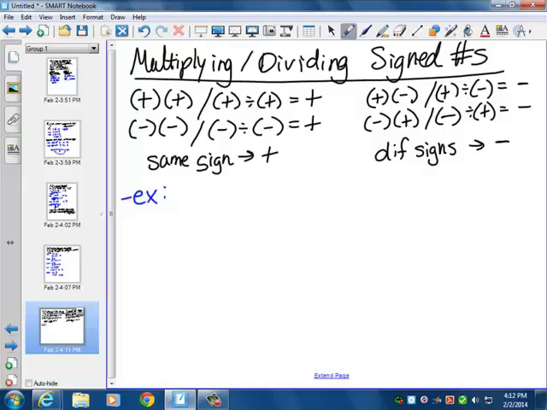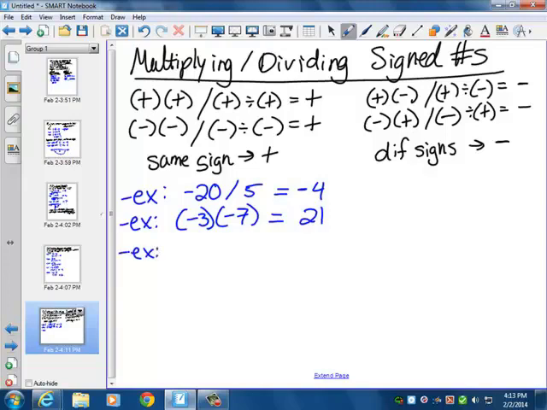So how about negative 20 divided by 5? 20 divided by 5 is 4. Negative divided by positive is going to be negative. Or negative 3 times negative 7. 3 times 7 is 21. A negative times a negative is a positive. Positive 21.